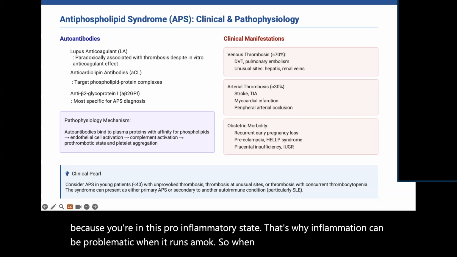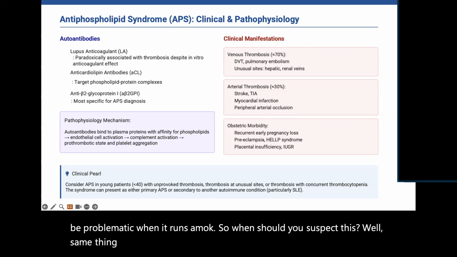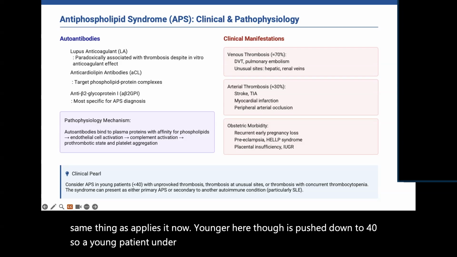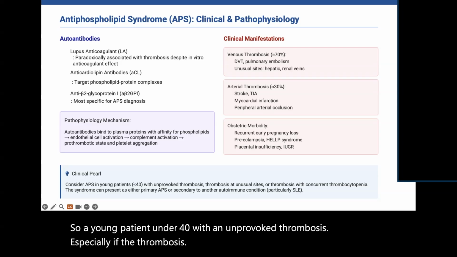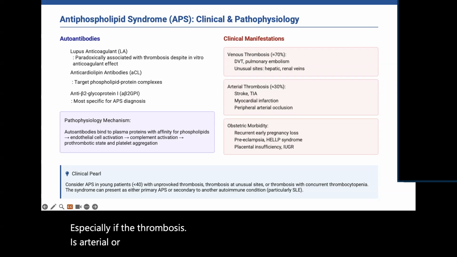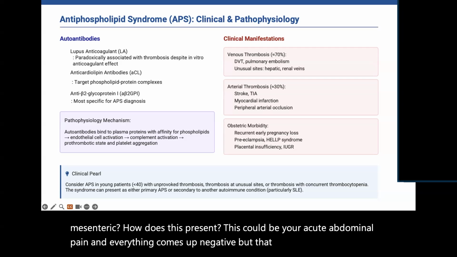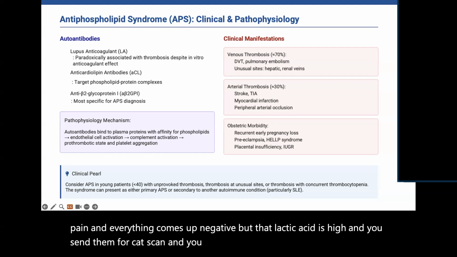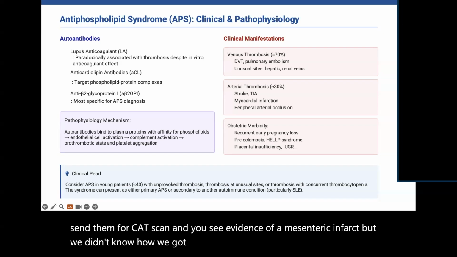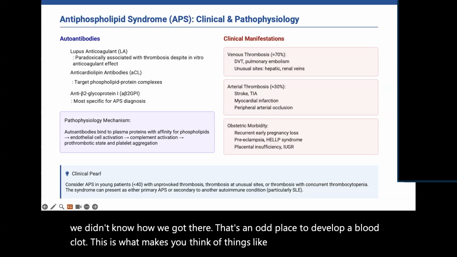So when should you suspect this? Well, same thing applies. Now younger here, though, is pushed down to 40. So a young patient under 40 with an unprovoked thrombosis, especially if the thrombosis is arterial or recurrent or in an unusual site, like say renal or hepatic or mesenteric. How does this present? This could be your acute abdominal pain and everything comes up negative, but that lactic acid is high and you send them for CAT scan and you see evidence of a mesenteric infarct, but we didn't know how we got there. That's an odd place to develop a blood clot. This is what makes you think of things like antiphospholipid syndrome.